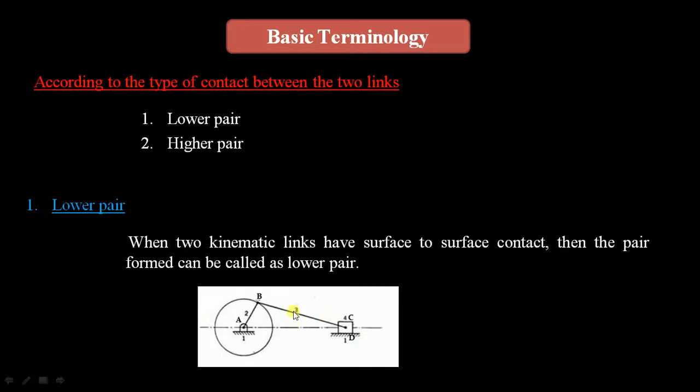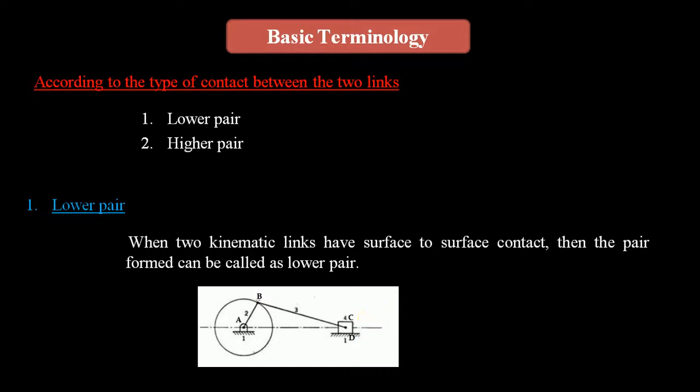Examples we can take the same, that is the slider crank. When you consider the pin joint, these two parts have surface to surface contact, and here also surface to surface contact, and at the C point also surface to surface contact. When you consider this slider over the surface, it is also surface to surface contact. So here all the pairs are lower pairs itself.